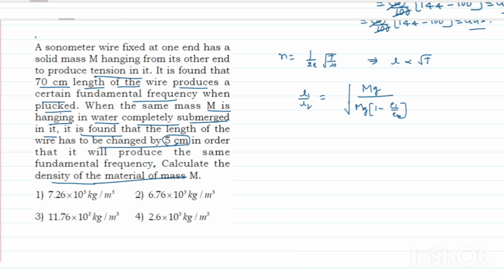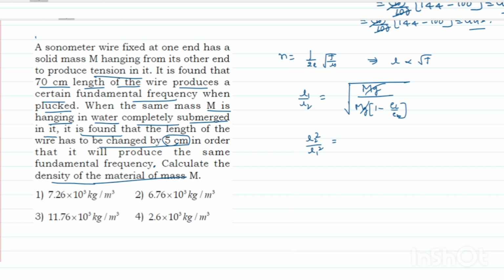Under tensional force, mg gets cancelled. Then, by squaring on both sides, we will be getting 1 by L2. Here I am just reversing, students. Reversing and squaring, L2 square by L1 square will be equal to rho b minus rho L by rho b.